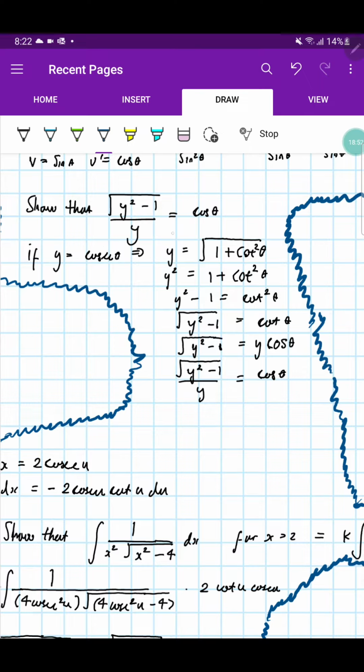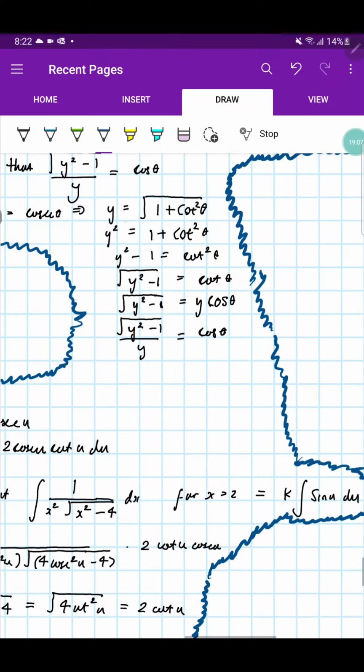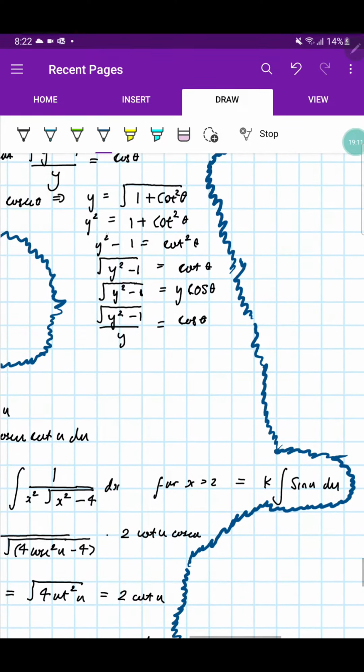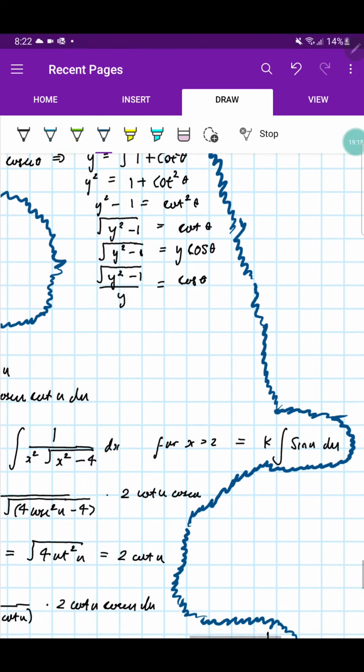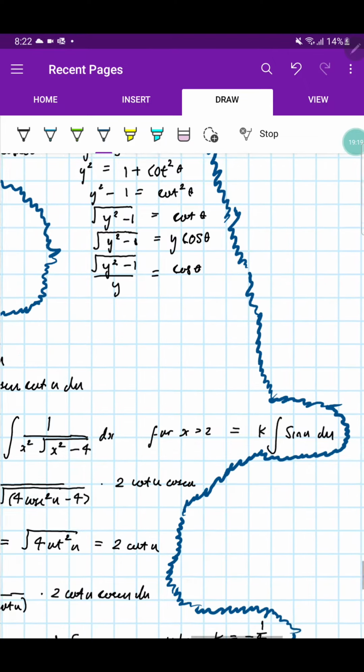So if y equals cosec theta, then y must be equal to the square root of 1 plus cot squared theta from the identity 1 plus cot squared equals cosec squared. Now if we square both sides, because we want it in terms of y squared, we get y squared equals 1 plus cot squared theta. Therefore, y squared minus 1 equals cot squared theta. Square rooting both sides, we get the square root of y squared minus 1 equals cot theta.